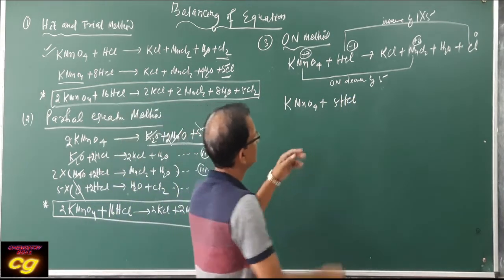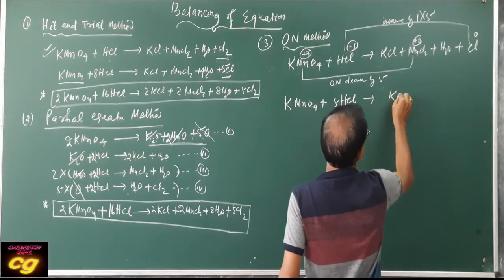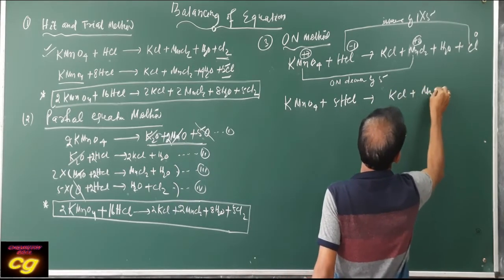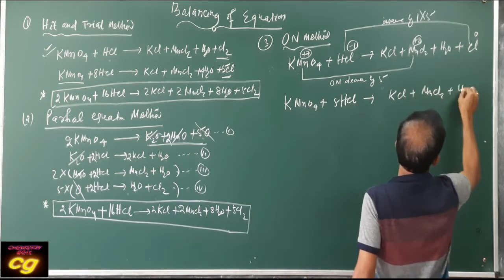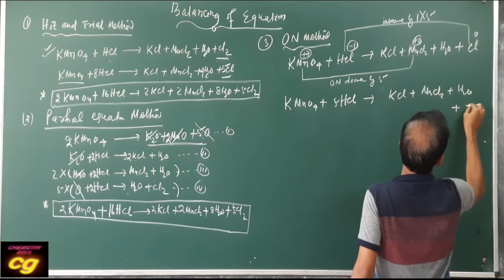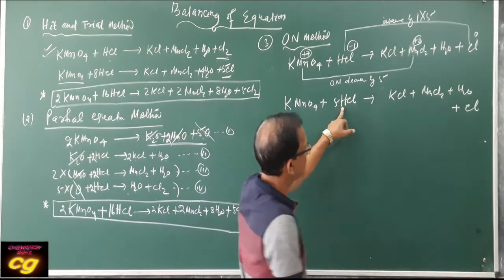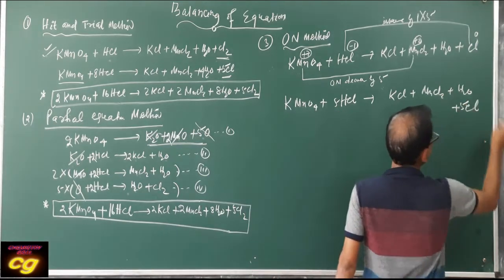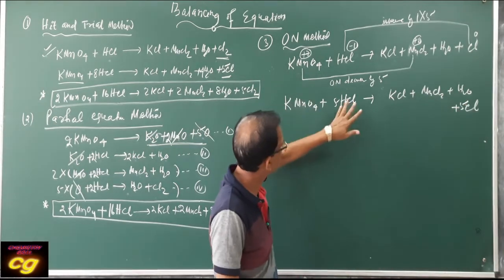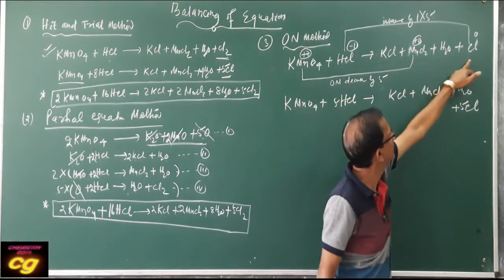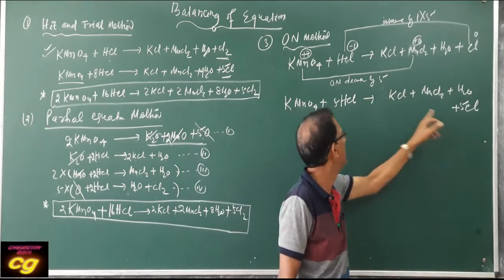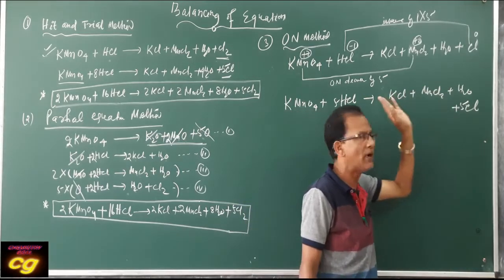5 HCl, then your KCl, your MnCl2, your water, your Cl. As here 5 is multiplied, here also multiplied by 5. This is the technique. When you multiply any number, the corresponding number you have to multiply in here. Here 5 means you multiply also 5.